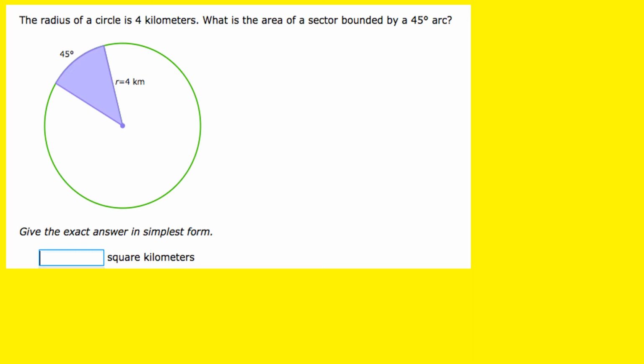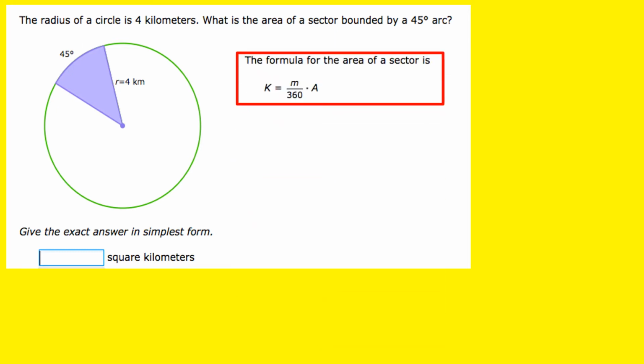In order to find the area of a sector, we must use the area of a sector formula. The formula says that K is equal to M divided by 360 times A. This formula has two variables that we don't know at first, and we need to sub in the value. M is 45 degrees because we can look at the arc, and M represents the arc measure. A is the area of the circle.